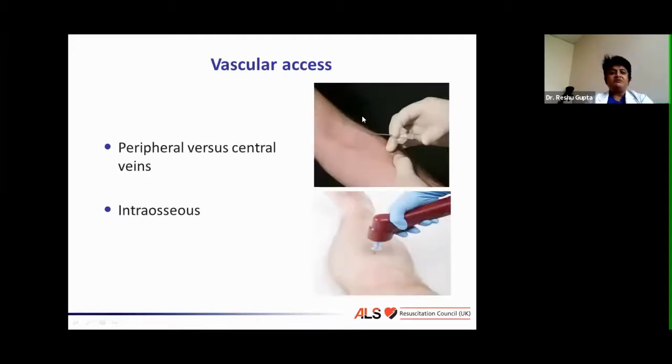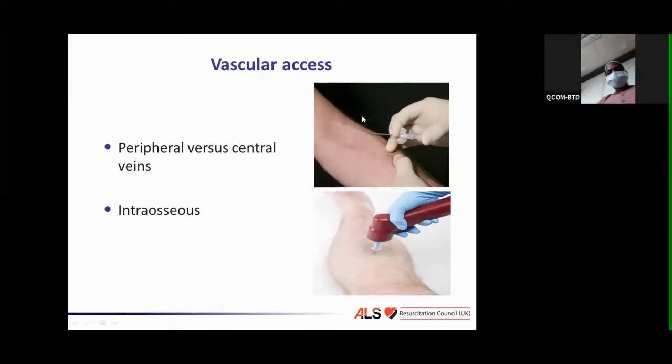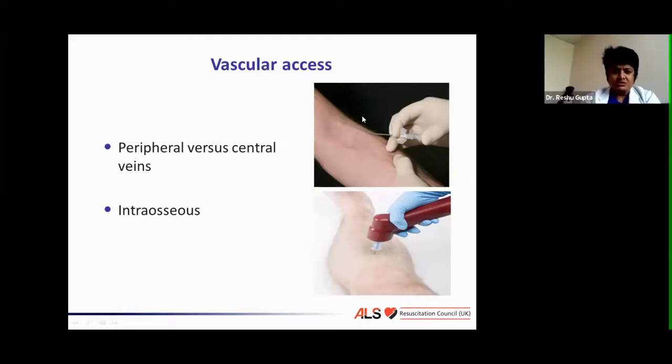Vascular access, peripheral versus central veins. During CPR, there is no role for developing a central access, because it's more time consuming. So a peripheral line is always preferred. If peripheral access is not available, you may go for the intraosseous route as well.